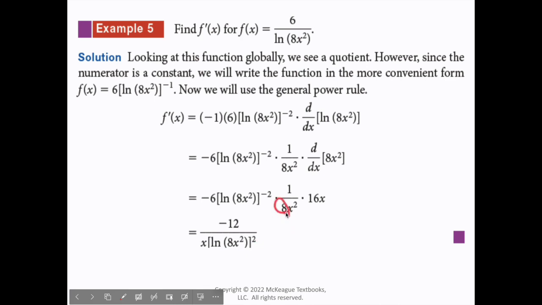This 8 and this 16 simplify so that if I divide both of them by 8, this becomes a 2. And so then I have 2x. So then I have 2x times -6 on top. That gives me -12x. And that x with the x squared in the denominator cancel. So I'm only left with 1x in the denominator. And then because this is an exponent that's -2, we bring that back downstairs to make it positive.